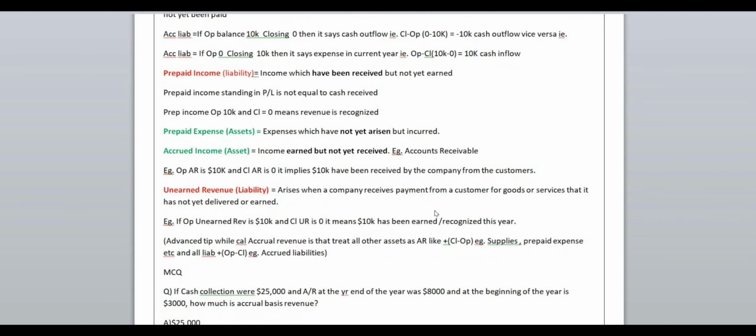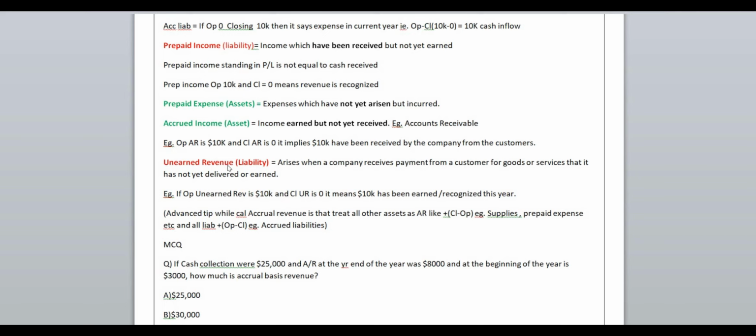Okay, so coming to unearned revenue. Unearned revenue is a liability. Though there is revenue in the name, it's a liability. You need to be careful. First, you need to understand what unearned revenue is. Unearned revenue arises when a company receives payment from a customer for goods or services that it has not yet delivered. That means you have to keep in mind that unearned revenue is a liability and not an asset.